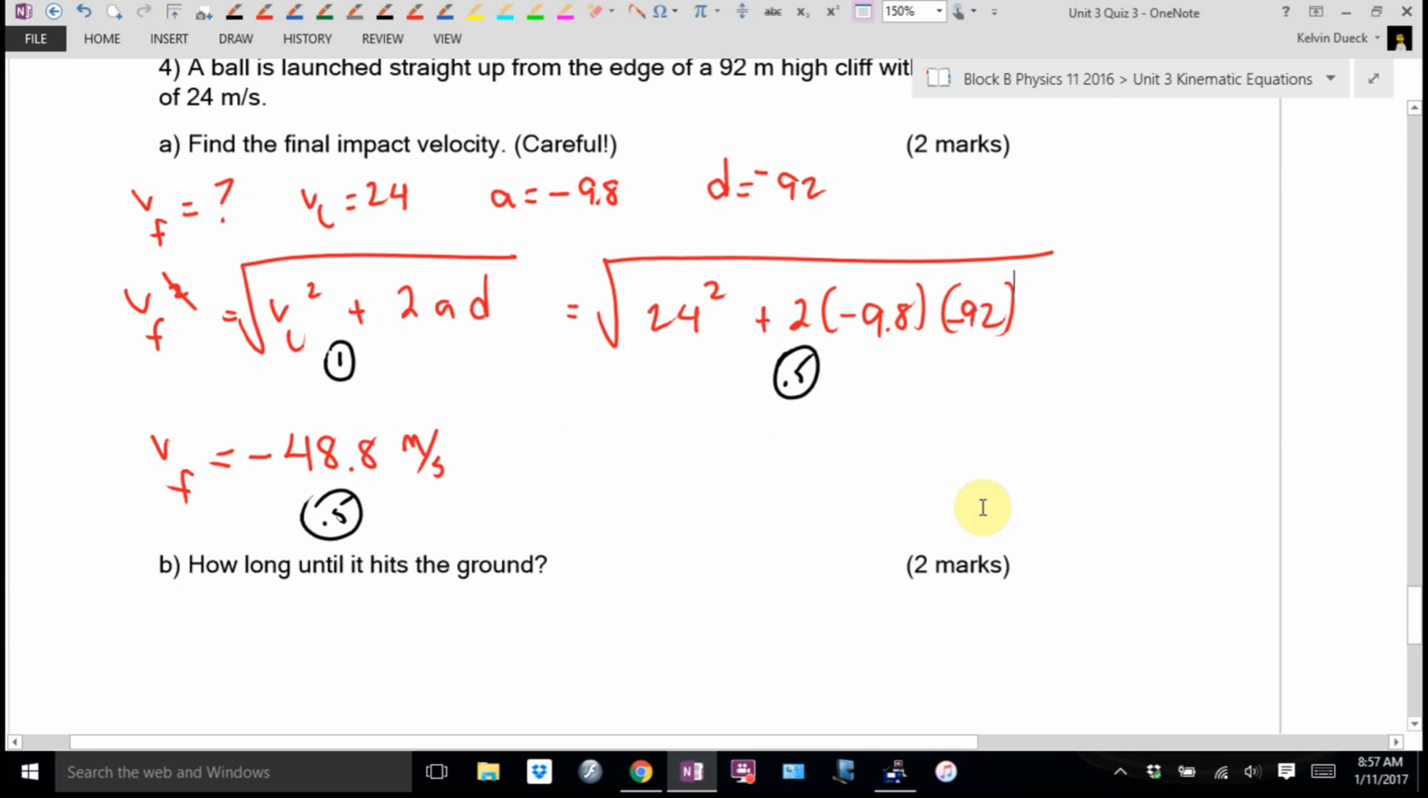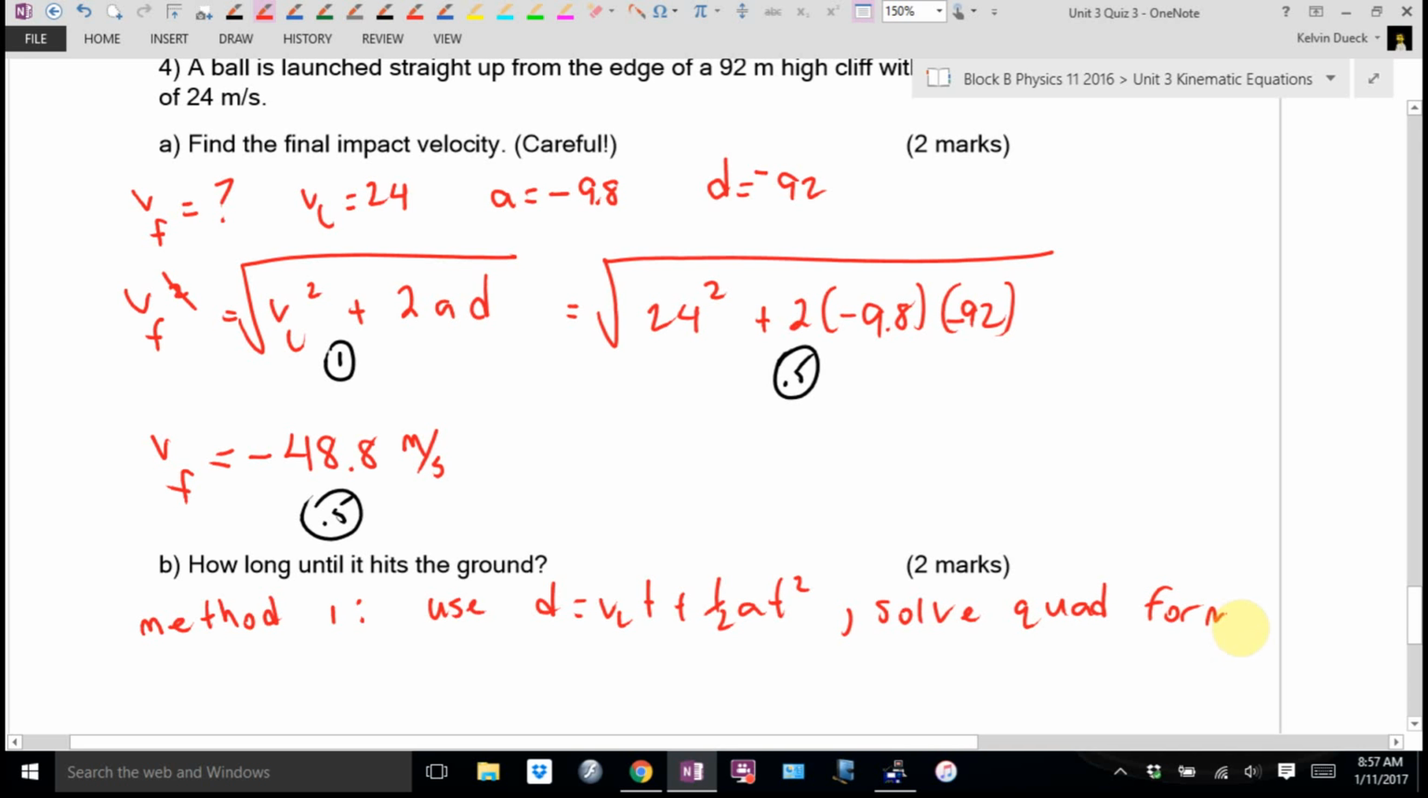How long until it hits the ground? You can do this 2 ways. Method 1 is to use D equals VIT plus a half AT squared and solve with the quadratic formula.